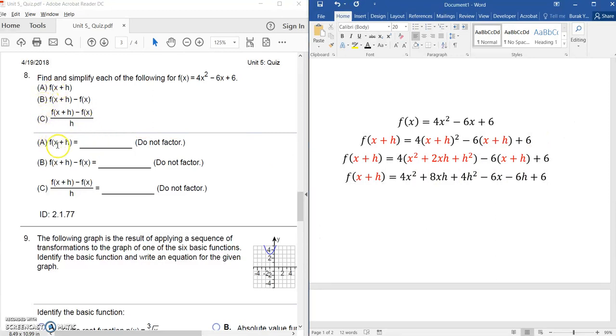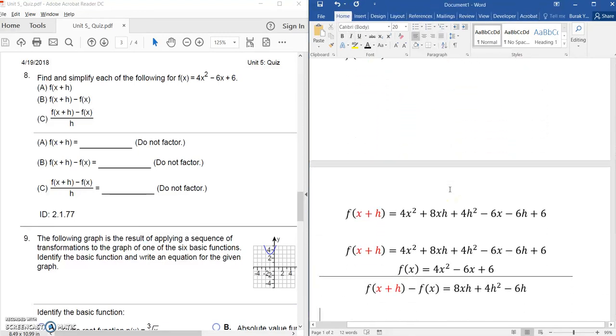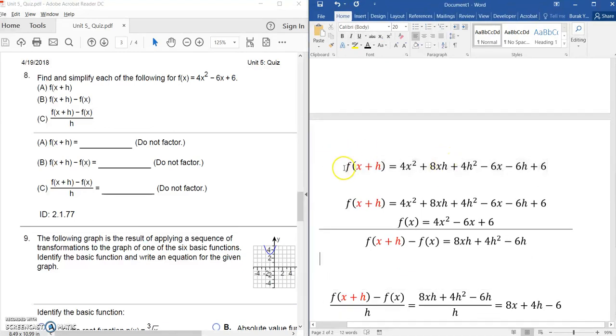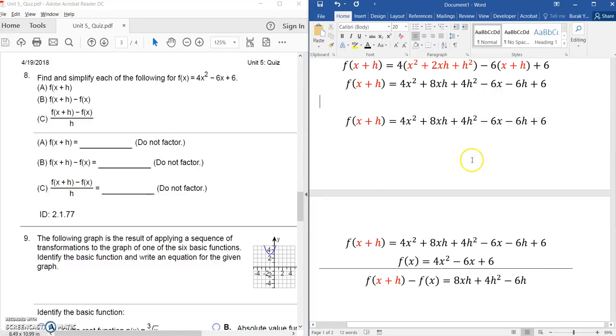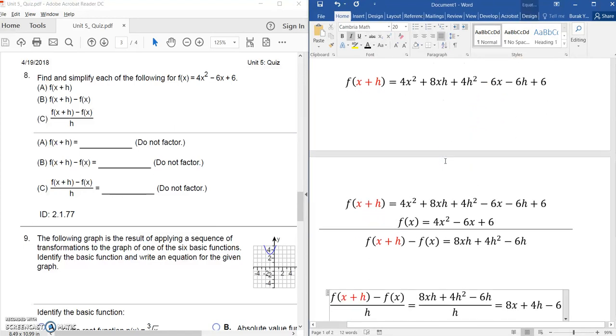And then in part B, the question is f of x plus h minus f of x. We just figured out f of x plus h, which is this long function, and f of x is given here, so all we have to do is subtract them. So just write them. These two are the same, so never mind, it's copied. Here, just concentrate on the middle. We have f of x plus h, f of x, and now we're subtracting these.